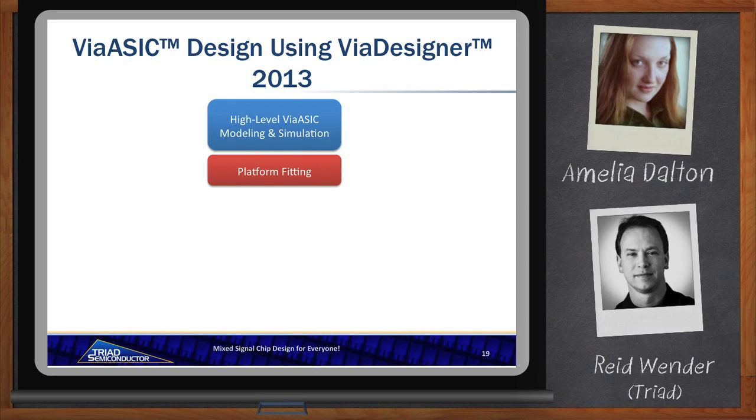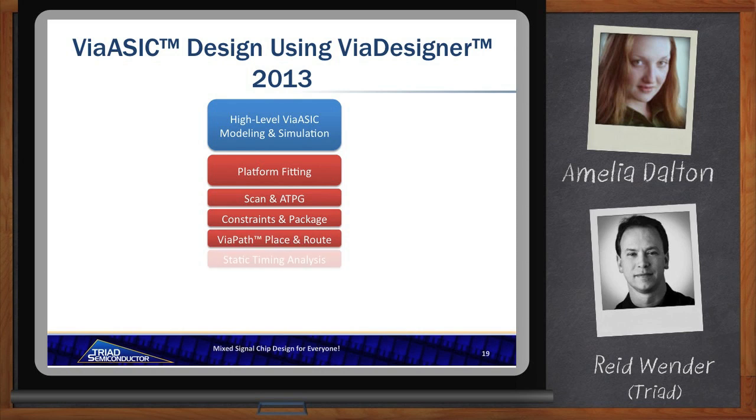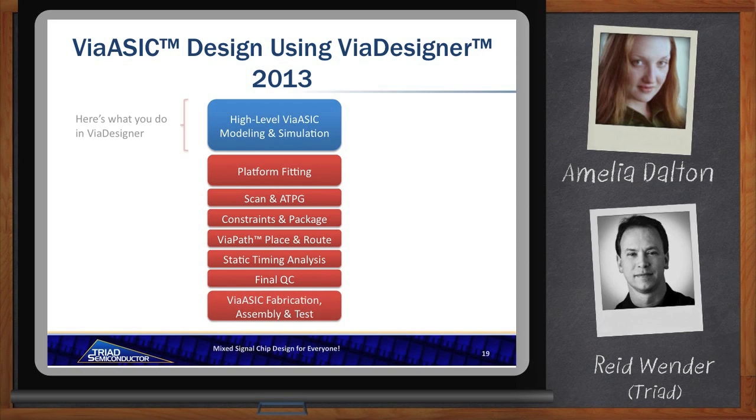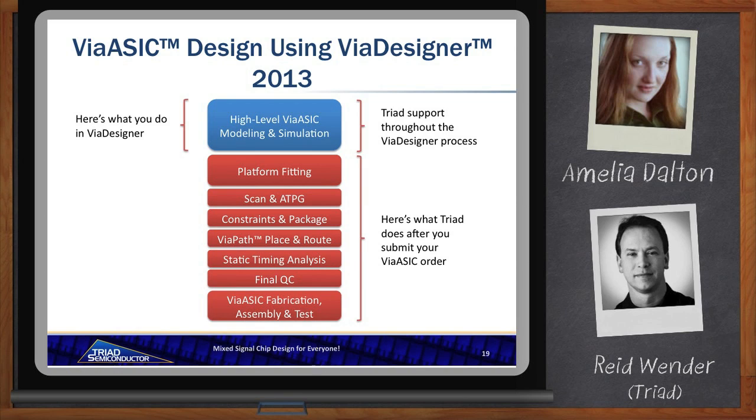Okay. You don't have to know the back-end flow to do a Via ASIC with Triad in 2013. All right, that's a relief, so I don't have to learn how to run before I even know how to walk, right? Exactly. You do the front end, and Triad will do the back end, and it will reduce your NRE of a Via ASIC development as much as 25% or more, but it won't get you all the way down to the 10K that we talked about earlier.